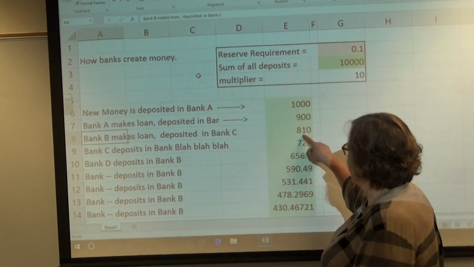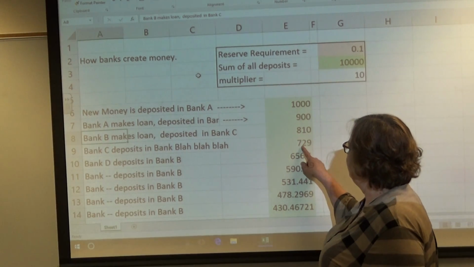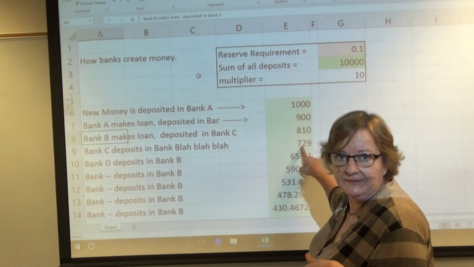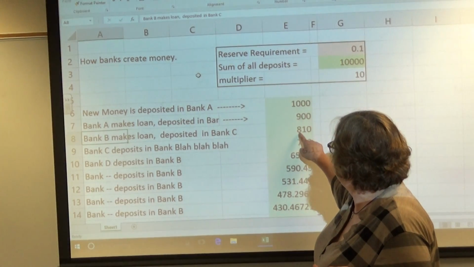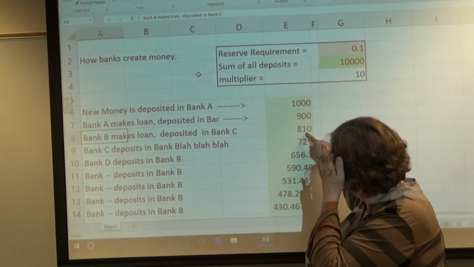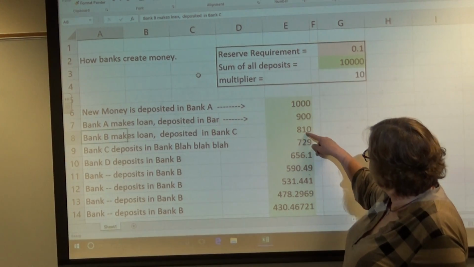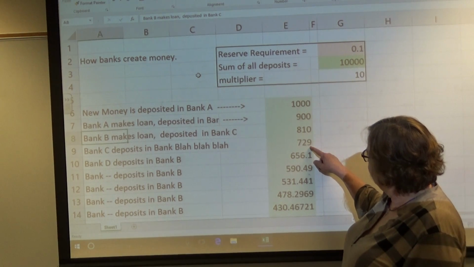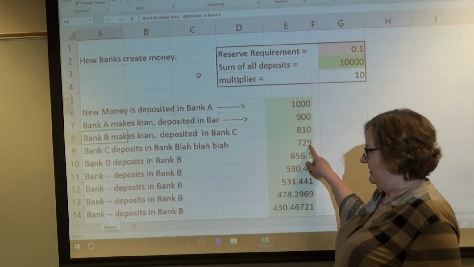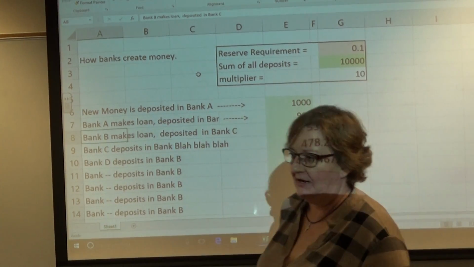And then that gets deposited in another bank, and they can make a loan, but they can't loan out all of it. They have to keep back 10% of 810, which would be, what, $81? So $81 subtracted from 810 is 729. So they can make that loan, then that next bank, and so on.